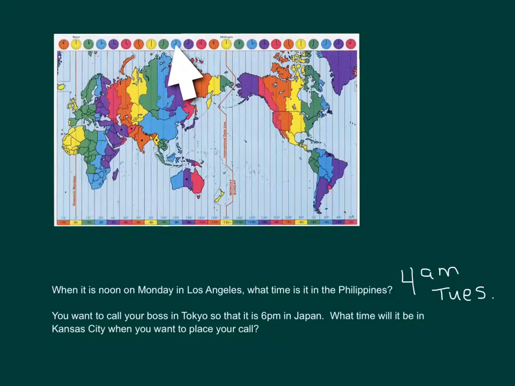The next practice. You want to call your boss in Tokyo so that it's 6 p.m. in Japan. What time will it be in Kansas City when you want to place your call? So I work here in Kansas City. My boss works over here in Tokyo. And Japan is in this purple time zone, and I'm here, and again, in the Central Standard Time here in Kansas City. So I want it to be 6 p.m. here, and I'm going to work my way backwards to figure out what time it is in Kansas City. So I'm going to give you a little bit of time to see what you come up with, and then we'll see if we got the same thing.